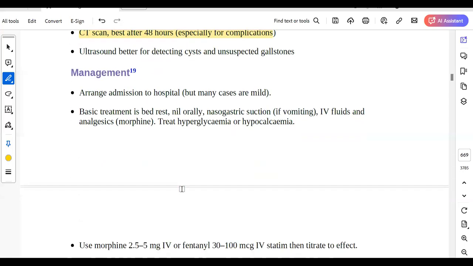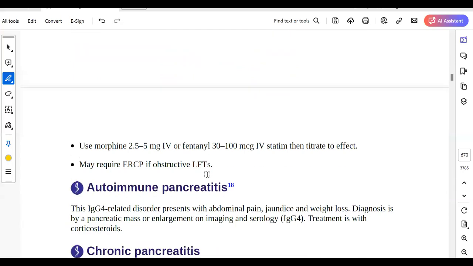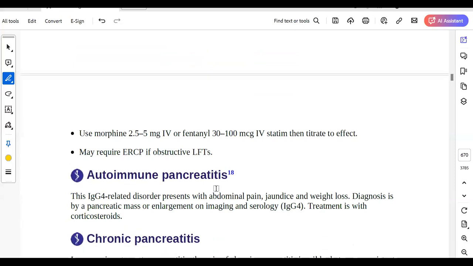So management: hospitalization, bed rest, nothing per mouth. You can give them IV fluid and some analgesics. So it's just conservative treatment, and usually it will get better.